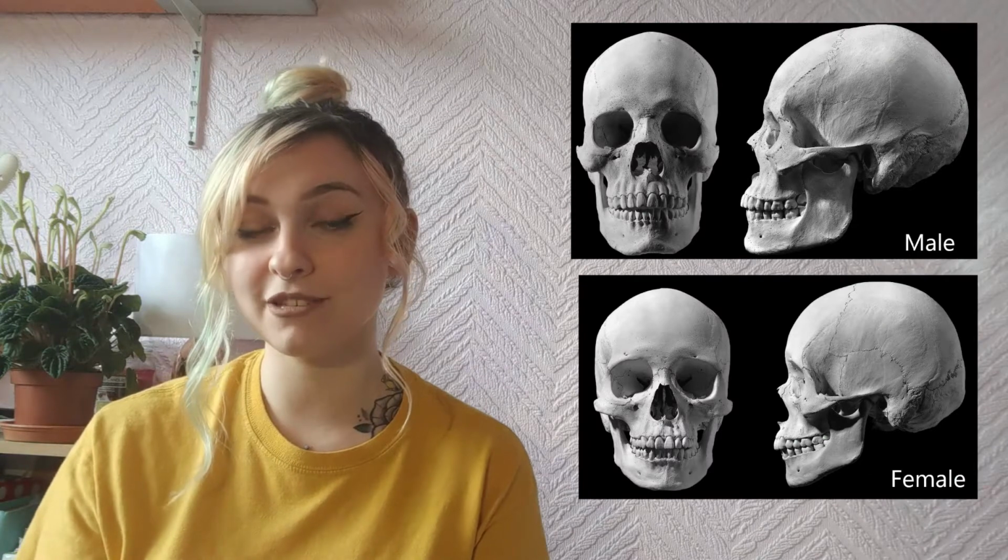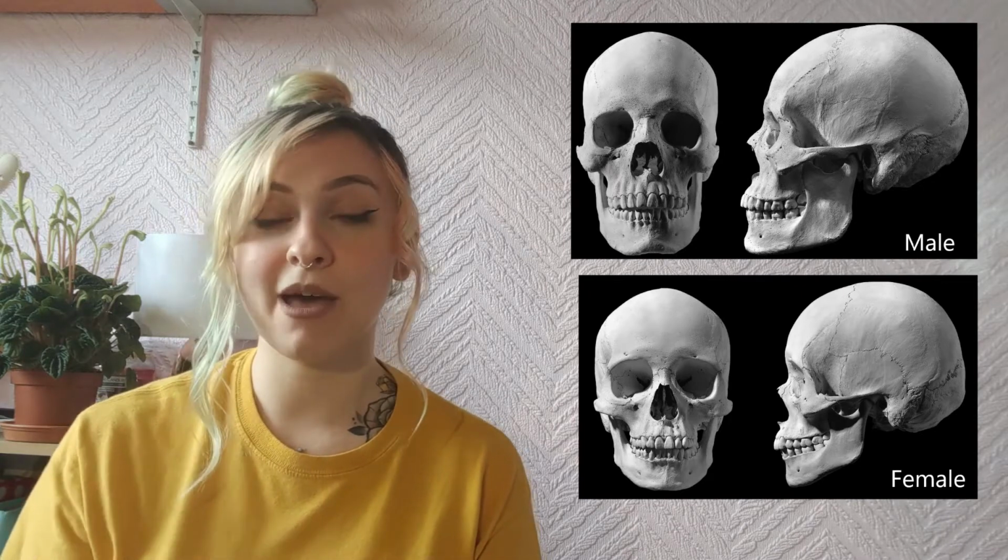It's worth noting that it is believed that sexual dimorphisms also play a part in the orbital shape. So generally speaking, females have more rounded orbital shapes, whereas males have more of a rectangular orbital shape. So therefore, this may need to be taken into consideration when assessing the morphological features of a skull, especially for ancestry.